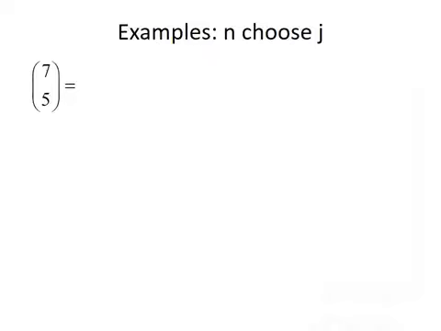So let's look at a couple of examples where we evaluate n choose j. Let's start with 7 choose 5. If we plug 7 in for n and 5 in for j in the formula on the previous slide, we would get 7 factorial divided by 5 factorial times (7 minus 5) factorial. This gives us 7 factorial divided by 5 factorial times 2 factorial.